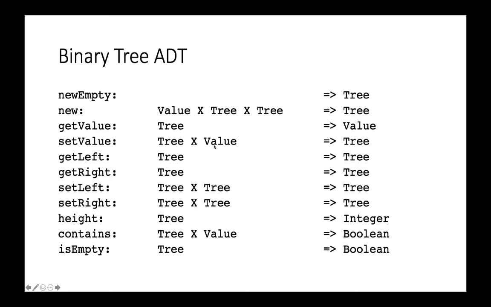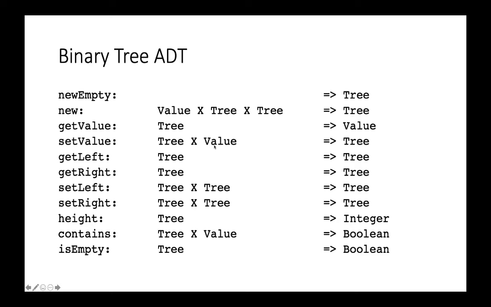Now, we have to stop somewhere, and so we need a notion of an empty tree, right? And so that's that first constructor, new empty, and that also produces a tree. And an empty tree is a tree, it just can't have anything underneath it, but it is going to implement this interface. It's just a different implementation of the interface. That's the way to think about it. We have an empty tree, and then we have a non-empty tree.